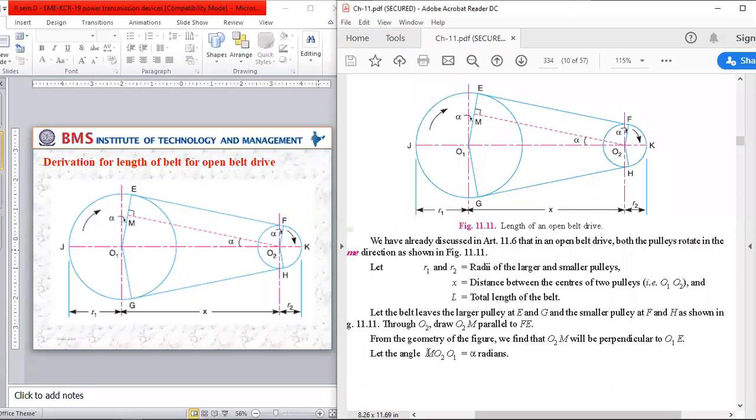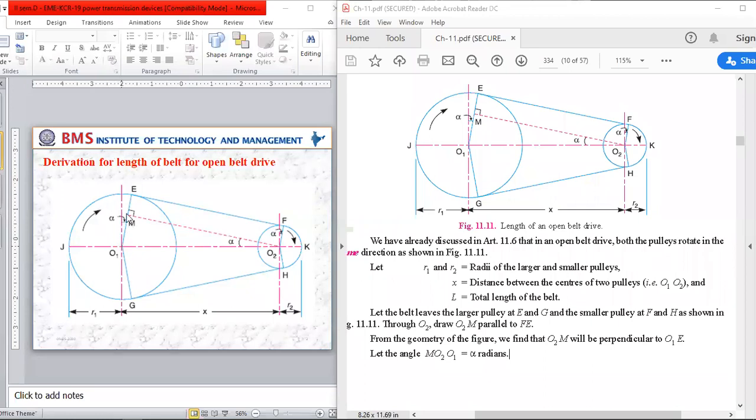From the geometry of this figure, we can find the length of O2M by using the trigonometric equation, sine alpha equals opposite side by hypotenuse. What is the opposite side here? O1M, and the hypotenuse is O1O2. So what is the length of the O1M here?